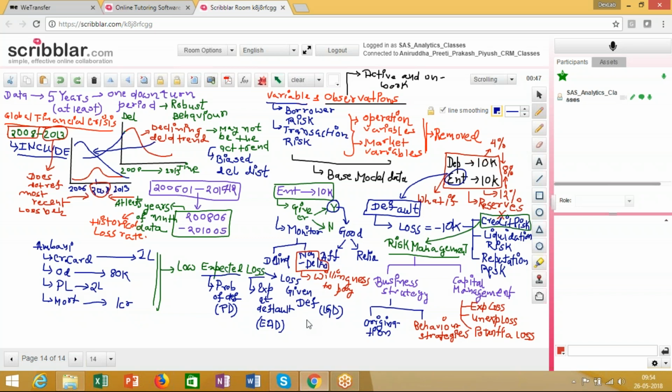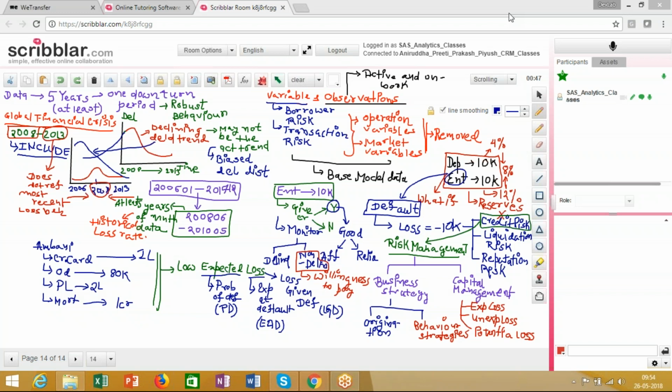Okay. Now Anirudh has a question over here. He asks, in EAD, is it only the principal part? No, Anirudh, it is not only the principal part. It is the gross amount which is outstanding, which will incorporate the outstanding principal plus outstanding interest plus other charges if any. That entire amount which is unpaid to the bank at the time of default is known as the exposure at default.